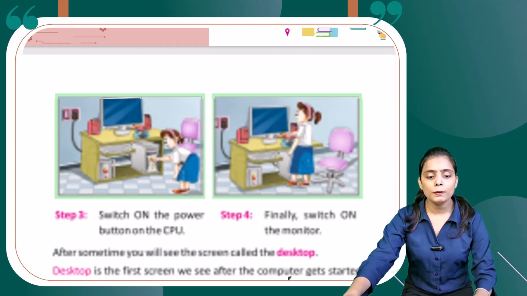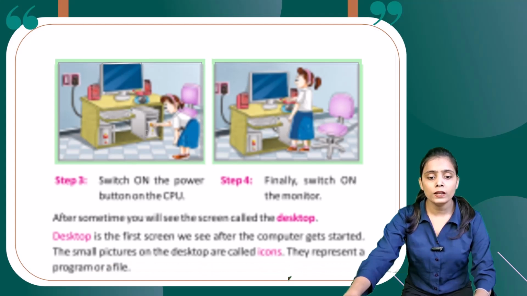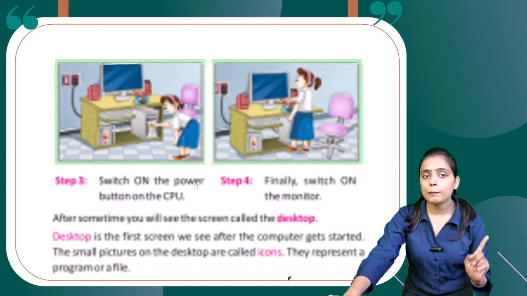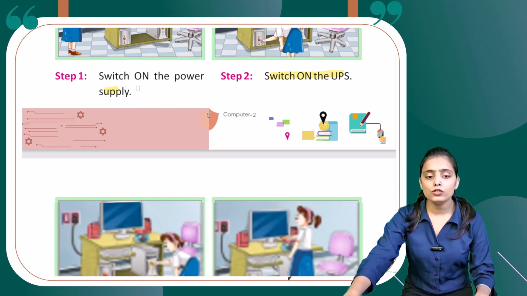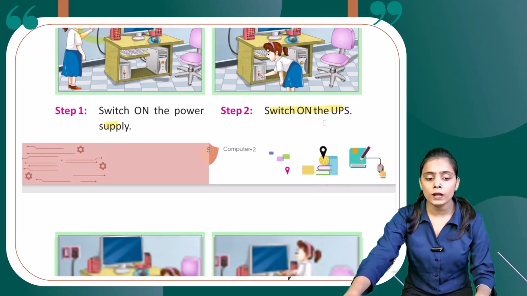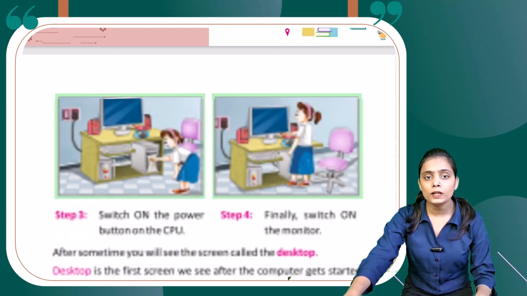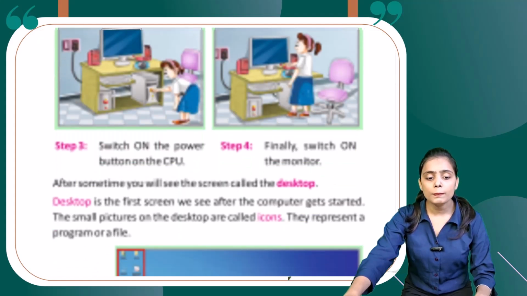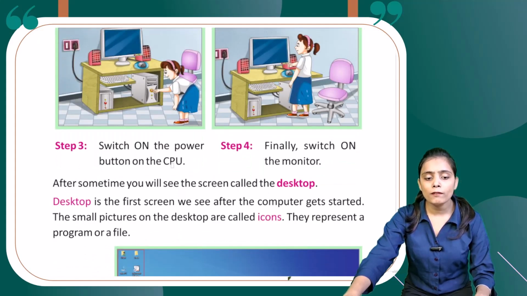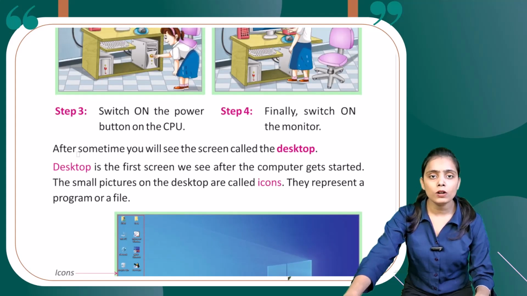Now let's see step number 3, switch on the power button on the CPU. Here you can see आपको क्या करना है. स्टेप नंबर 1, आपको अपना स्विच जो पावर सप्लाई है स्विच ऑन करना है, यूपीएस का जो बटन है उसे स्विच ऑन करना है. स्टेप नंबर 3, स्विच ऑन द पावर बटन ऑन द सीपीयू. जो आपका सीपीयू है यूपीएस के बाद उसका बटन प्रेस करना है, एंड फाइनली स्विच ऑन द मॉनिटर. सो देयर आर बेसिकली 4 स्टेप्स टू स्टार्ट योर कंप्यूटर.